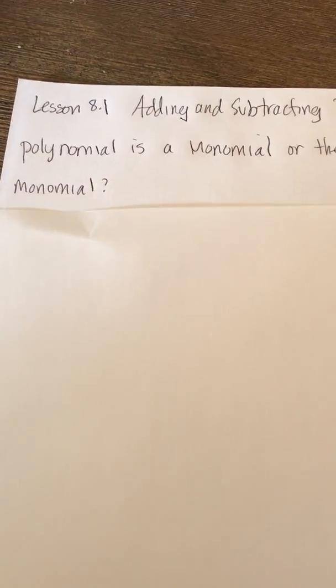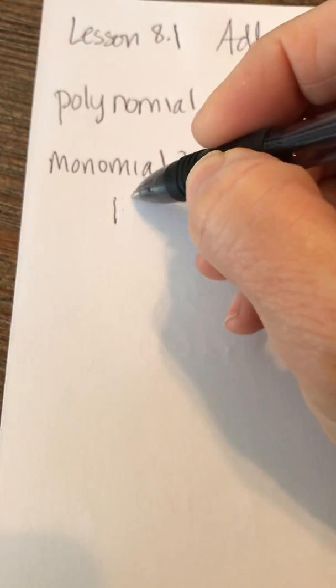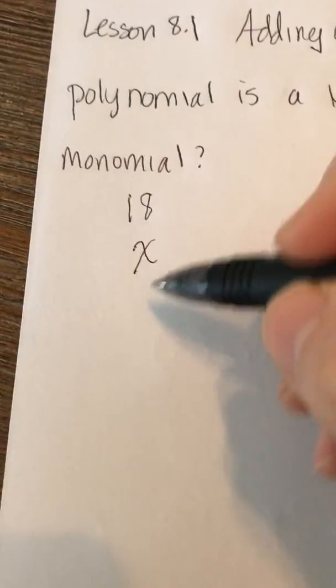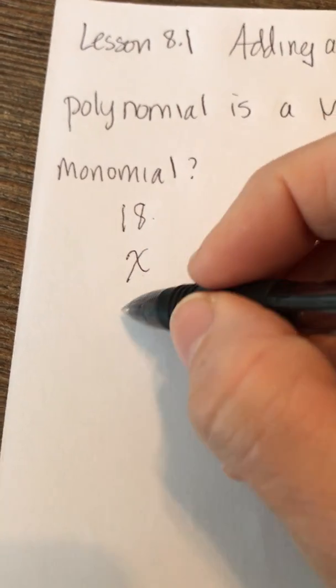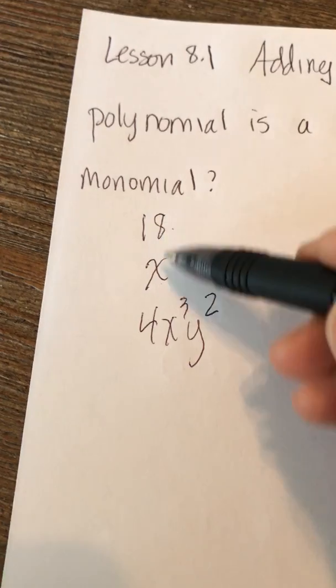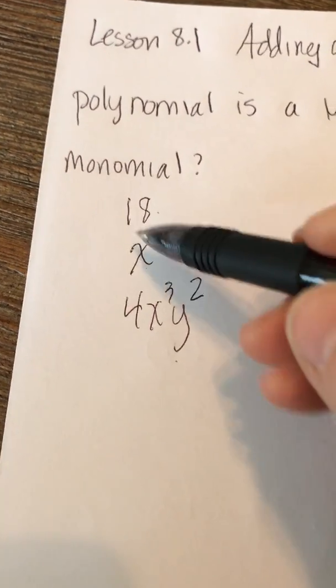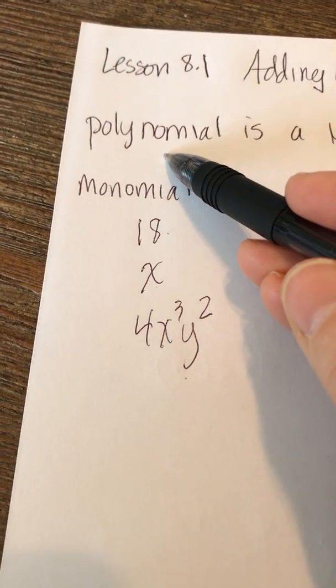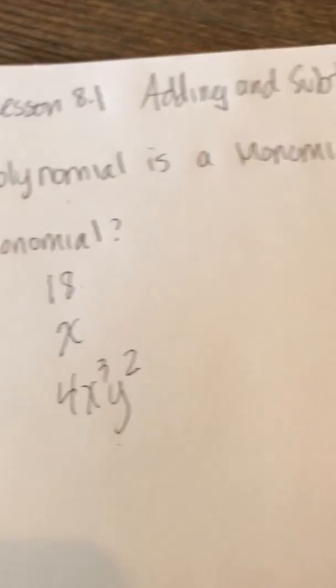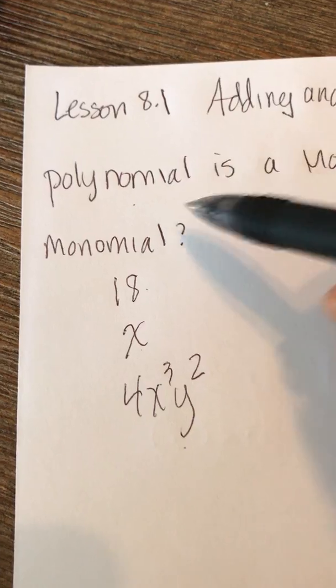All right, so the next question might be, well, then what on earth is a monomial? A monomial is a number, like 18, or it's a variable, like x, or it's the product of numbers and variables, something like this, 4x cubed y squared. These are all examples of monomials. Monomials are actually polynomials, but then we can add up different types of monomials and create other types of polynomials.